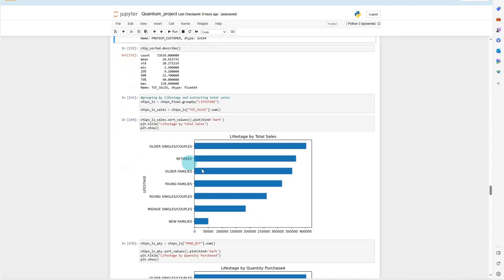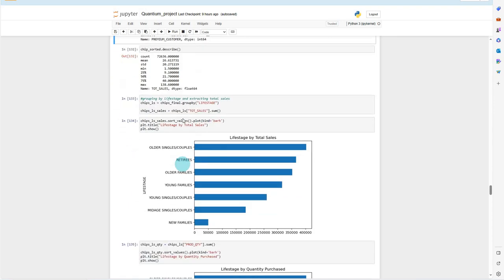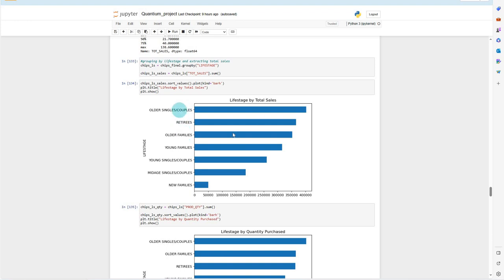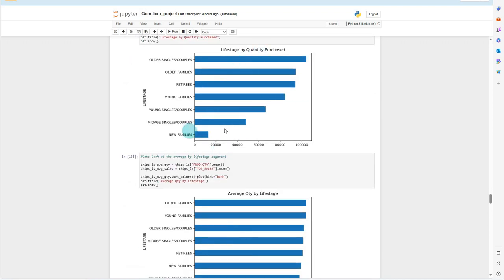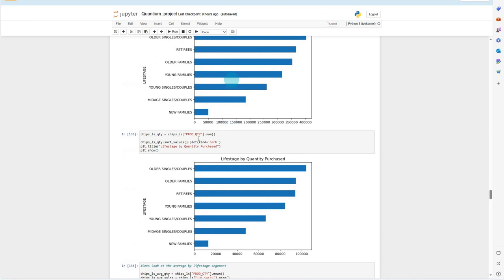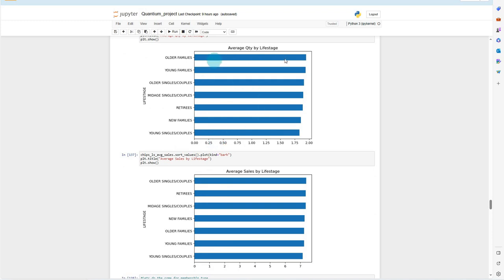And then I continued looking at life stage by total sales. As we can see, the top three dominate the total sales. This is by quantity, didn't change at all. Quantity versus sales, the groups remain the same in the same order. And this is just the average quantity of the life stage, so it's between 1.75 and 2. So the quantity bought by each segment is close to almost two each.